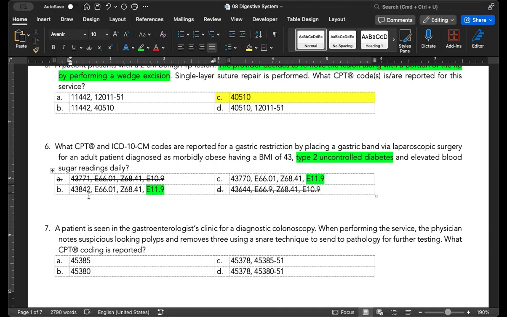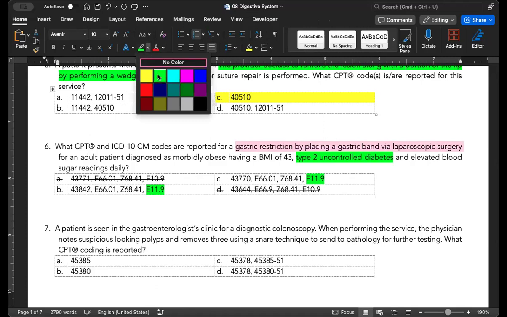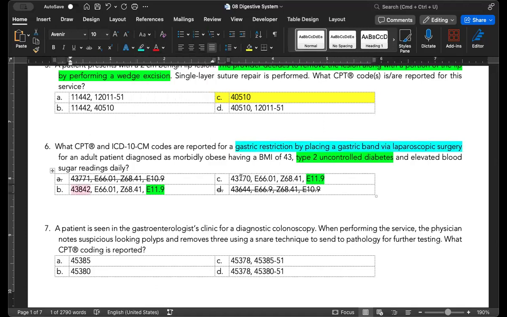43842 is for a gastric restrictive procedure without gastric bypass for morbid obesity, and it's for a vertical banded gastroplasty. And 43770 is for laparoscopic, surgical, gastric restrictive procedure, and placement of that adjustable gastric band. So yes, perfect. It should be 43770.